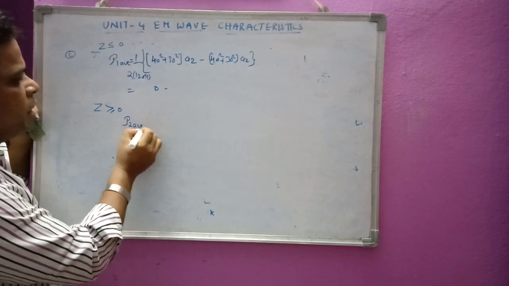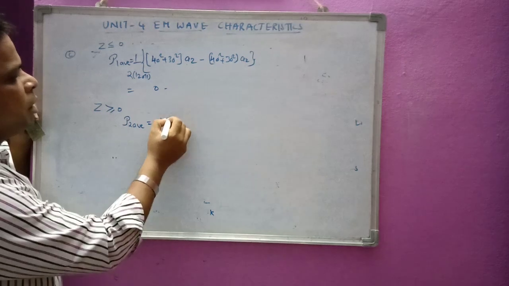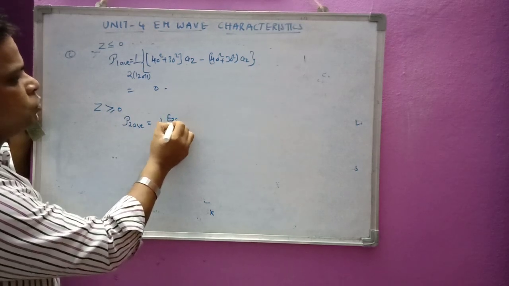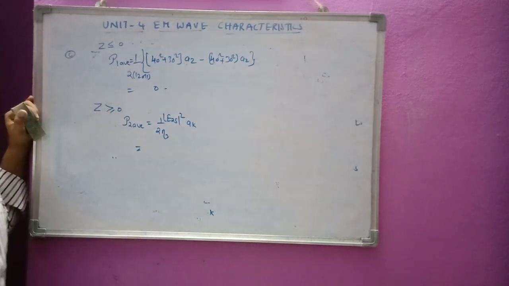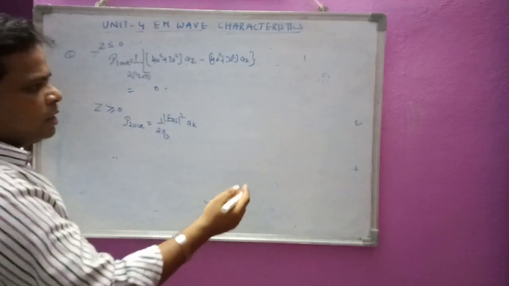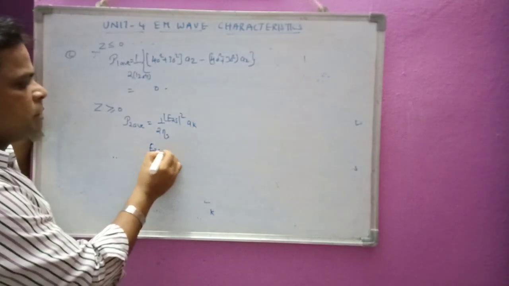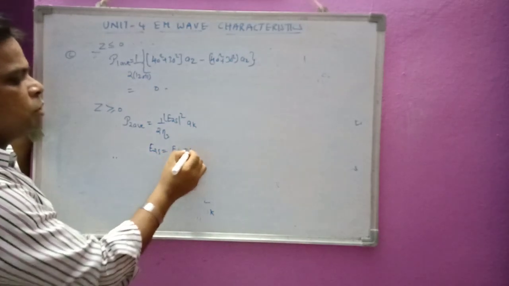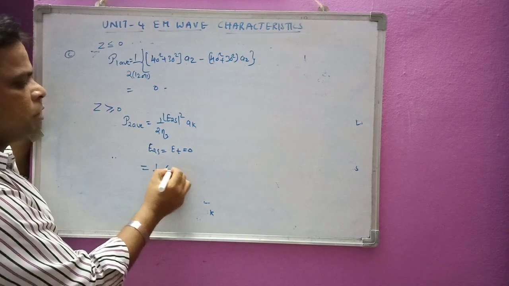P2 average is equal to 1 by 2 eta 2 mod of ES2 squared into AK. Now already we have said that the electric field in medium 2 is 0, that is E2S, that is ET, is equal to 0. So I can write directly here, that is 1 by 2 eta naught, that is eta 2, into ET, which is 0, so P2 average is 0.